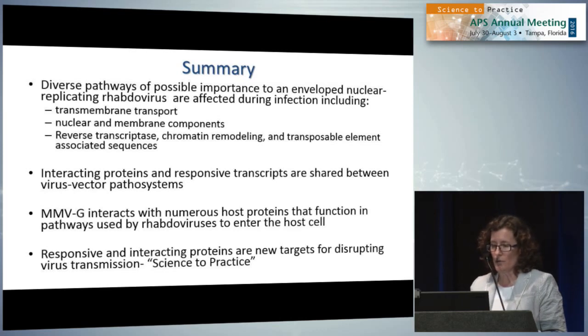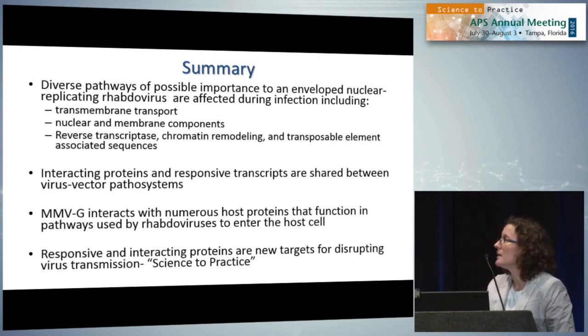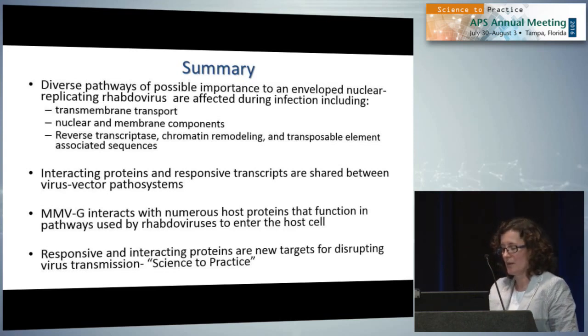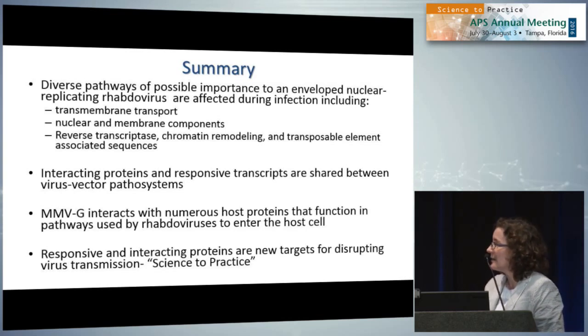So what we found is that there are diverse pathways of importance involved in a nuclear replicating rhabdovirus that were affected: transmembrane transport, nuclear and membrane components, and then the reverse transcriptase and transposable element-related sequences. And then we found some common responsive transcripts, even some in those interesting categories, that were shared between various virus-vector pathosystems. And so what we're really excited about is that we can now use these proteins as targets for disrupting virus transmission, and that gets to the APS theme for this meeting, which is science to practice.